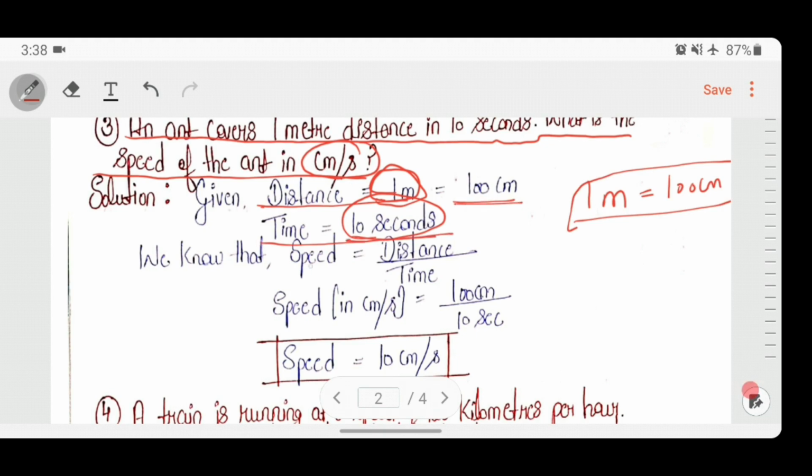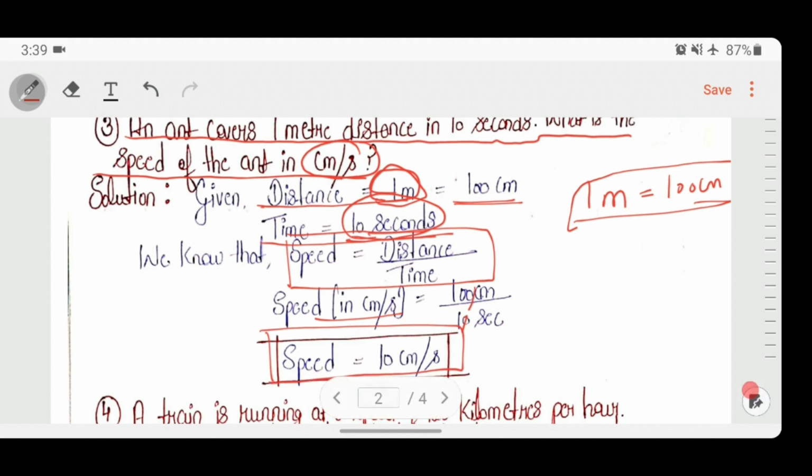Again we use the formula of speed, which is equal to distance upon time. Here the speed comes in centimeter per second because we have converted the distance into centimeter and time is already in seconds, so we do not have to change any of these values. After putting the values in the formula, we got 100 upon 10. After solving this, speed is equal to 10 centimeter per second.